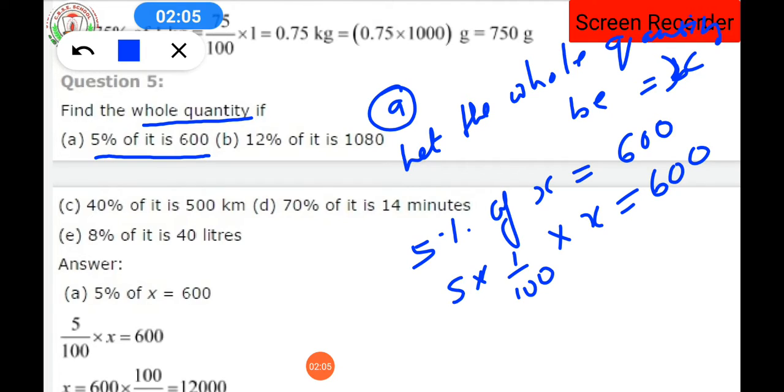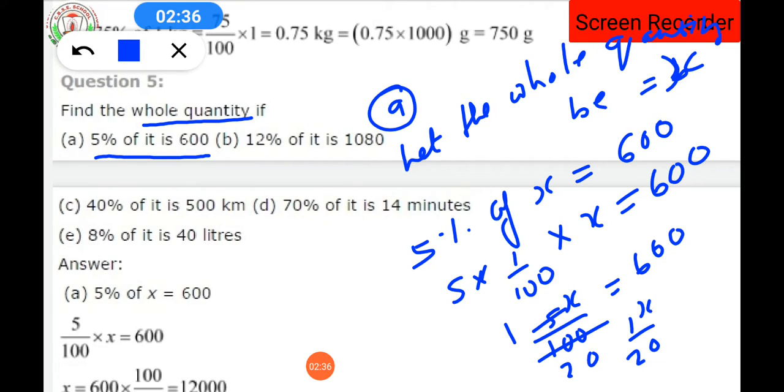So here 5 into 1 will be 5 upon 100 into x is equal to 600. This will be the equation we get. So we can simplify 5 upon 100: 5 ones are 5, 5 twos are 10, 5 twenties are 100. Now what is the equation we finally have? That is 1 upon 20 x is equal to 600. This is the equation we have.